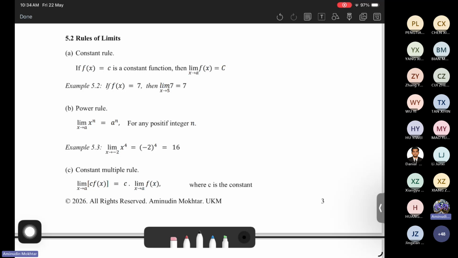Basically, when we want to find the limit of a function, I will refer to section 5.2. How to find the limit? There are two ways to find the limit. The first method is that we just replace the value of x in the function. That comes from section 5.2, the rule of limit.